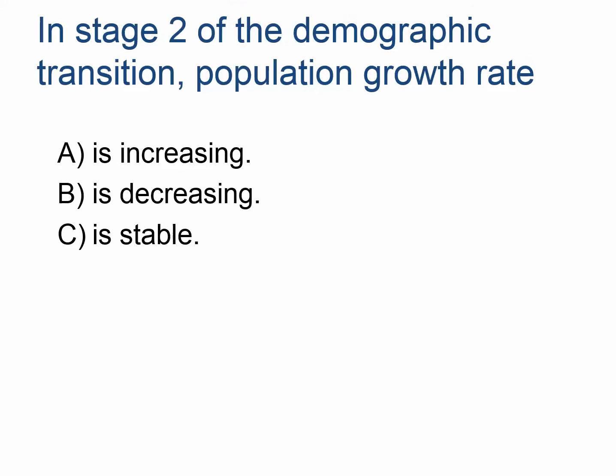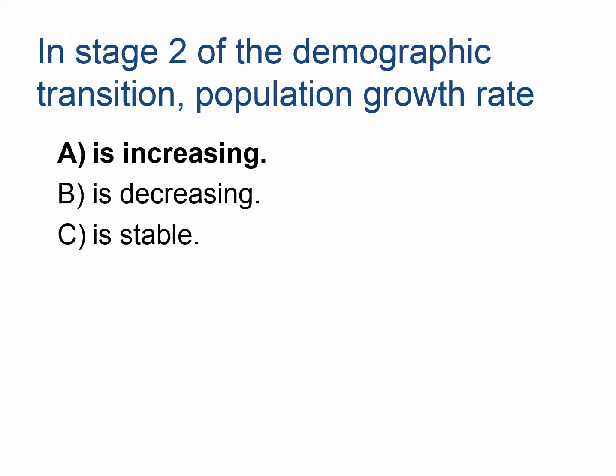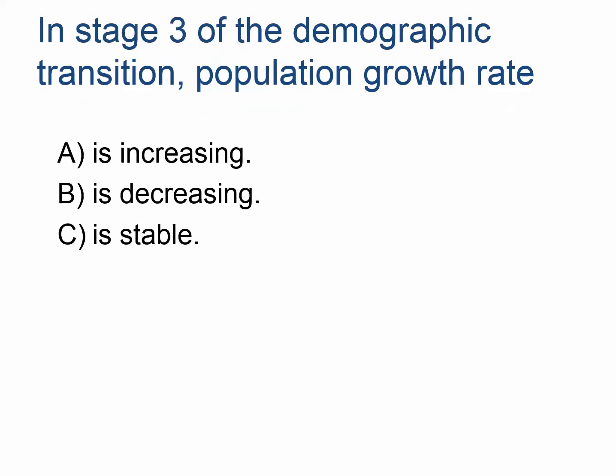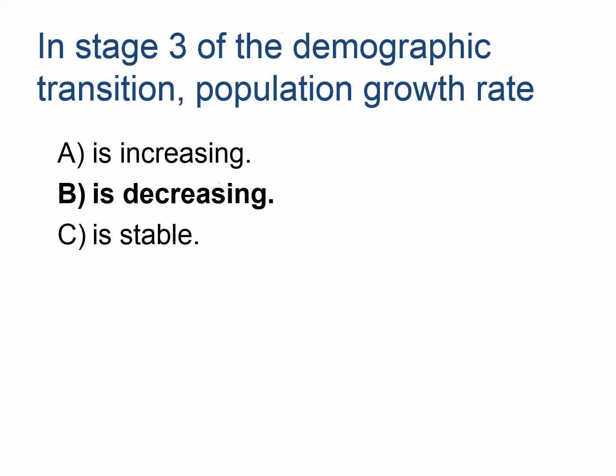And how about this? In stage 2 of the demographic transition, population growth rate: A is increasing, B is decreasing, or C is stable. Pause. Okay, so did you say that A is increasing? So we see an increasing growth rate as that death rate begins to really drop. And in stage 3, the population growth rate begins to decrease.